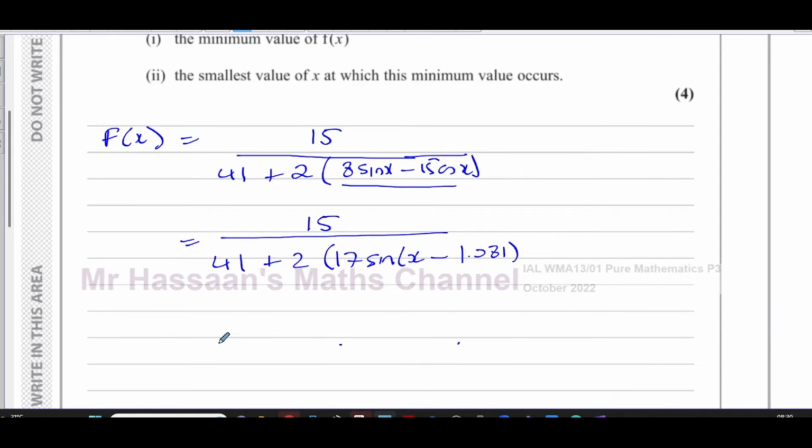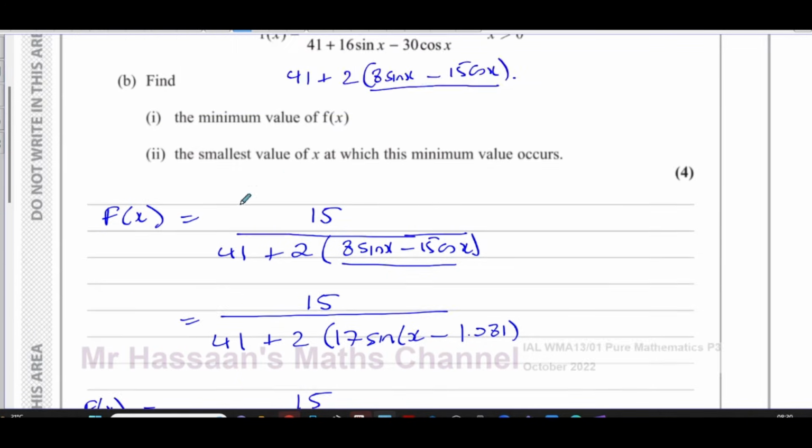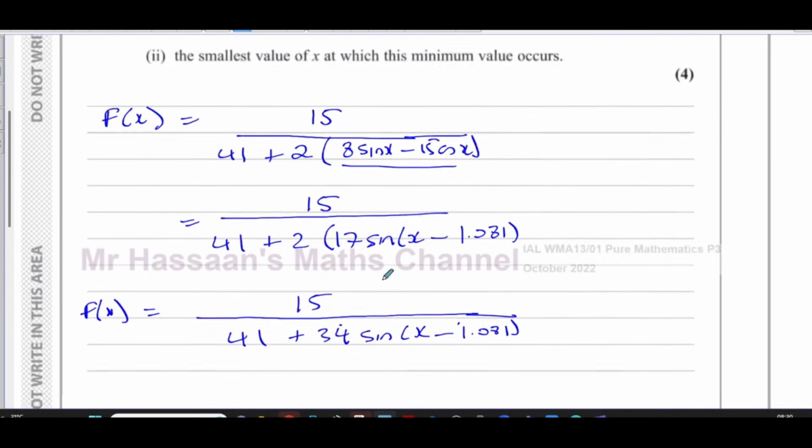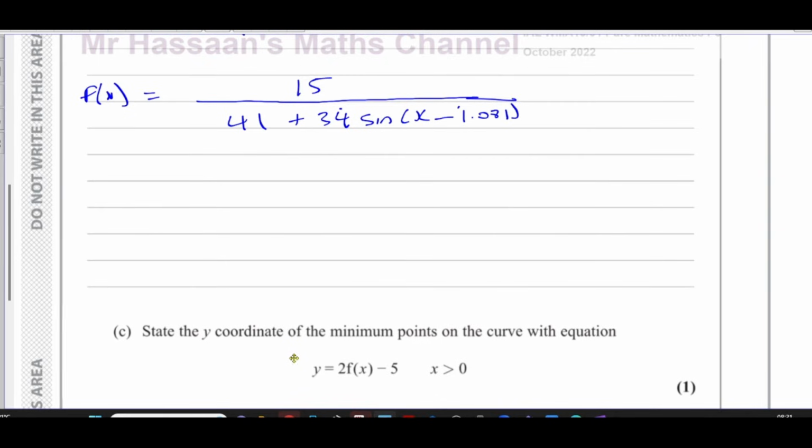1.081. Okay, so that will give us 34 here. So this is like 15 over 41 plus 34 times the sine of x minus 1.081. Now, written in this form, I can very easily find out the minimum value of f of x and also the smallest value of x at which this occurs. Okay, so let me just move this out of the way.